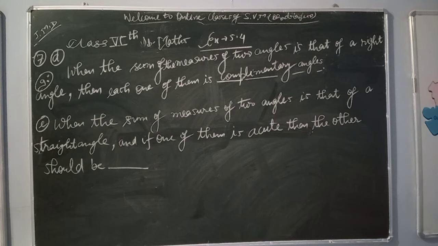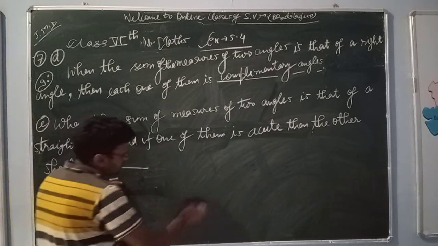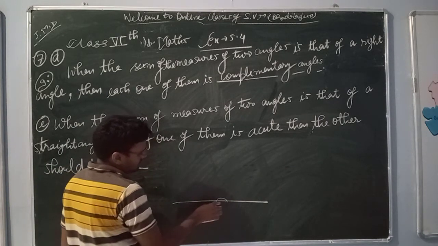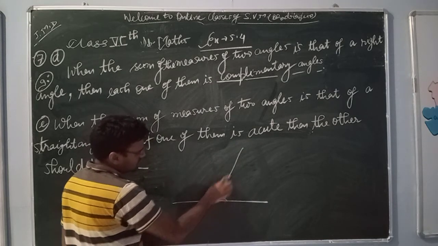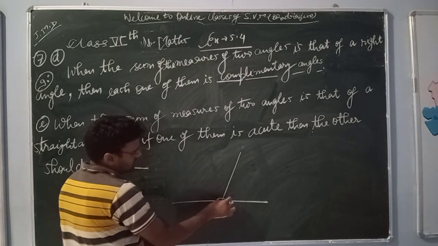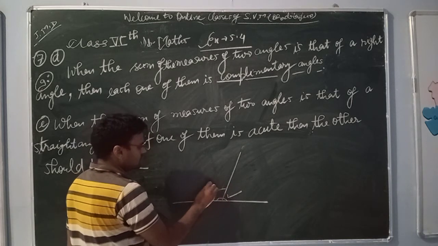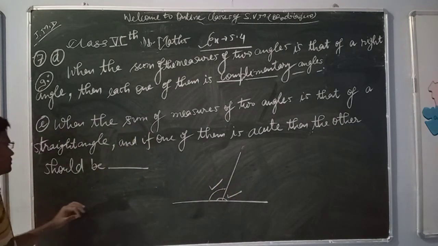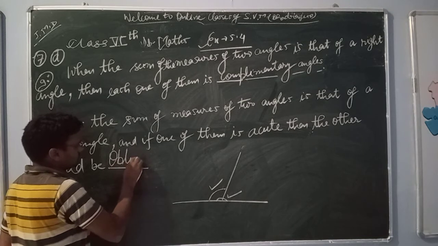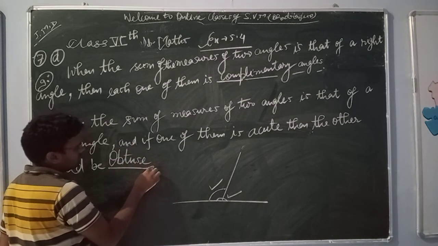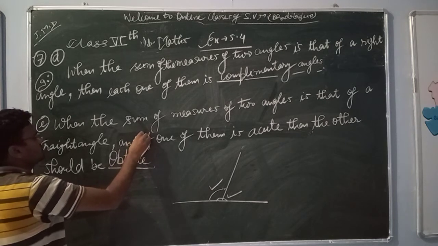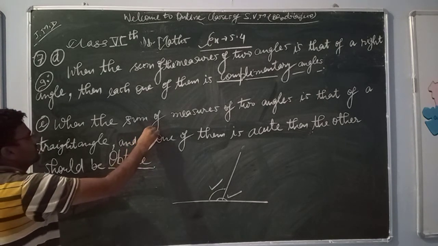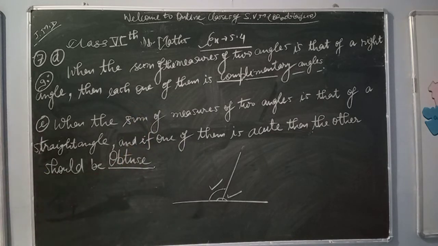When the sum of measures of two angles is that of a straight angle, and if one of them is acute, then the other one should be. Listen, actually this is our straight angle, and if two angles make this type of condition over here, if this is acute, then this angle will definitely be obtuse. So the other should be obtuse.